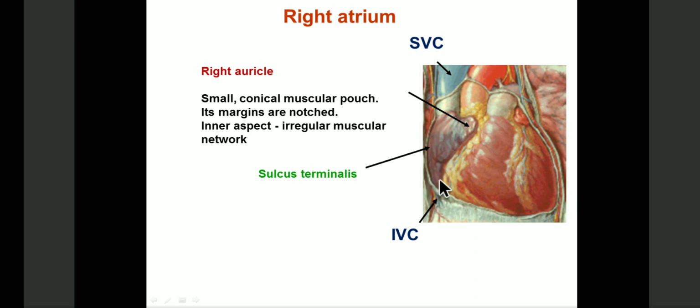You just connect them by an imaginary line. Over here, you will find a small sulcus, a small depression visible externally, which we call the sulcus terminalis. This is basically forming the boundary between the right auricle and the right atrium. Interiorly, it separates the muscular component and the smooth component, thereby forming the crista terminalis on the inside.